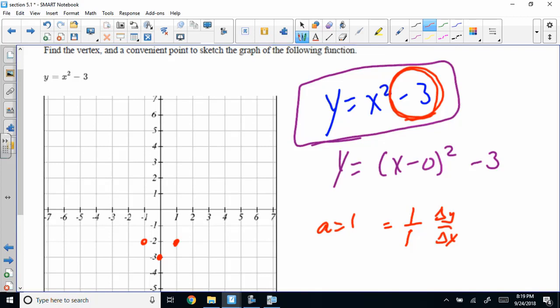Find the vertex. We found it. It's 0, negative 3, right? Because the h value is 0 and the k value is negative 3. And then a convenient point would be, okay, it's just taking a parent function and moving it down 3 units, right? Y'all remember shifting? Shift happens. So just remember that. Y'all good?